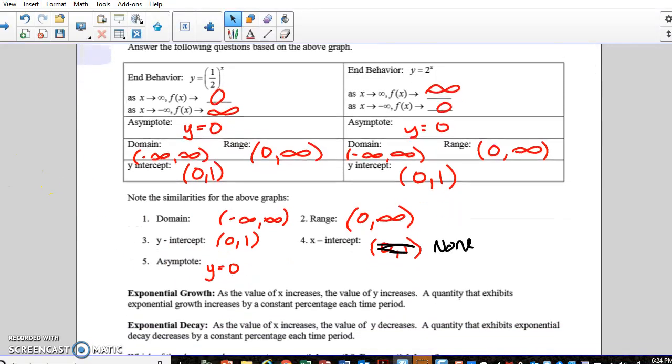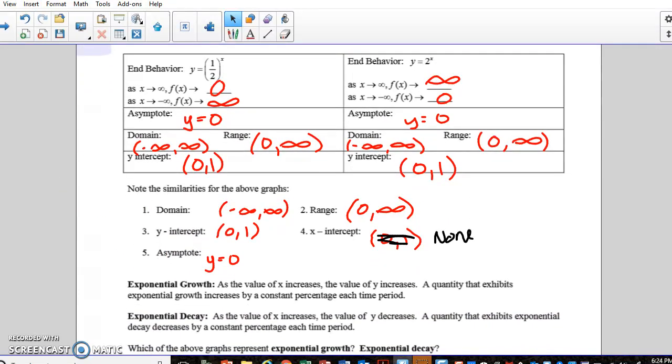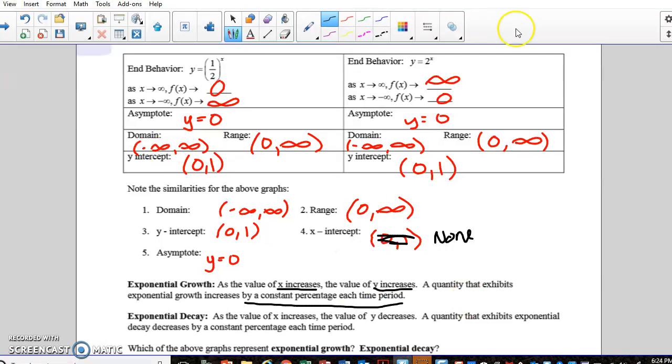So these functions are what we call exponential growth functions and exponential decay functions. Let's define those. So exponential growth functions, as the value of x increases, the value of y also increases. Okay, key, this is huge. X increases and y increases. A quantity that exhibits exponential growth increases by a constant percentage each time period. So for example, think about interest in a bank. That's the classic example that's used for exponential growth.